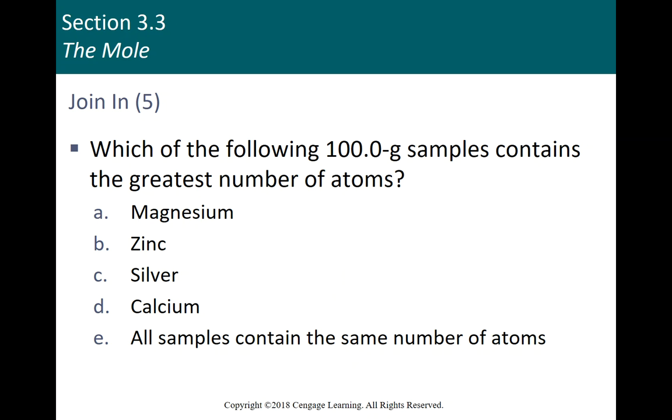And so let's look at the periodic table. The molar mass of magnesium is 24.3. Zinc is 65.4. Silver is 107.8, and calcium is 40. So the smallest mass on that is magnesium. And so we have more moles of magnesium, therefore we have more atoms of magnesium. That completes lesson 3.3. The next time we're going to talk about molar mass.